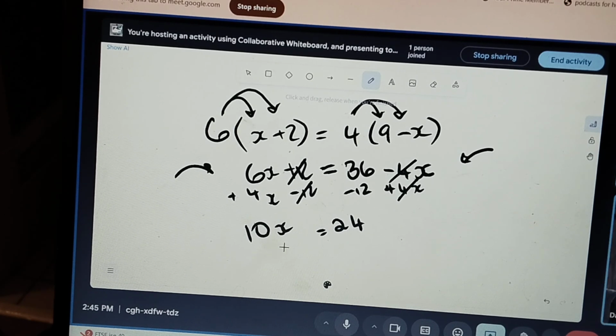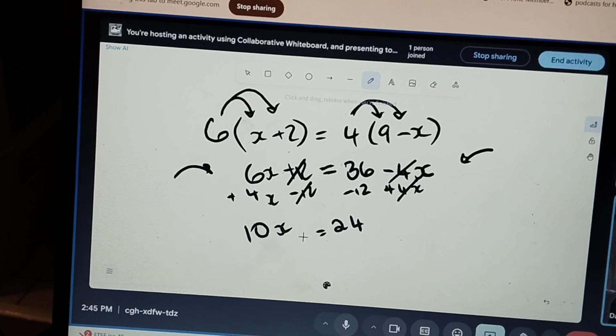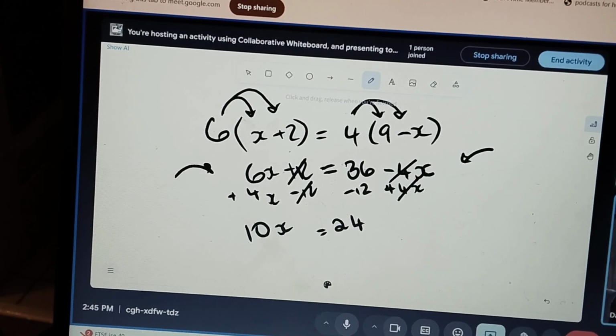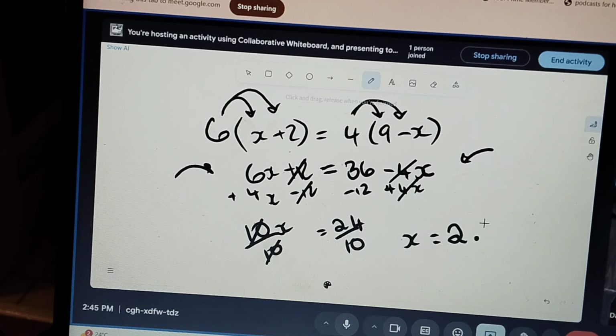But we don't want 10x, do we? We want x by itself. Yes. So that's 10 times x. What's the opposite of times? Divide. So we divide that side by 10. 10 is gone. Divide this side by 10, and I get that x equals, what's 24 divided by 10? 2.4.